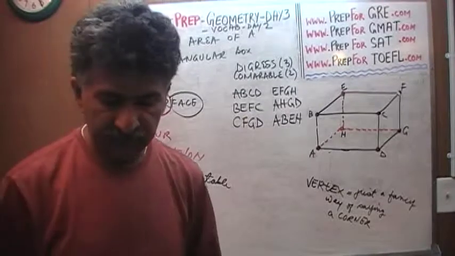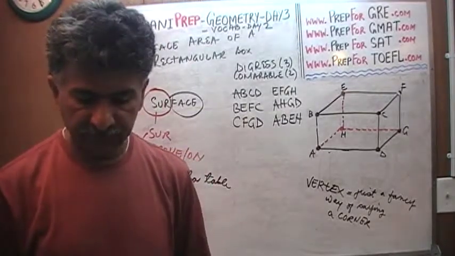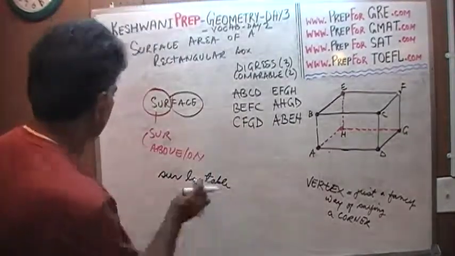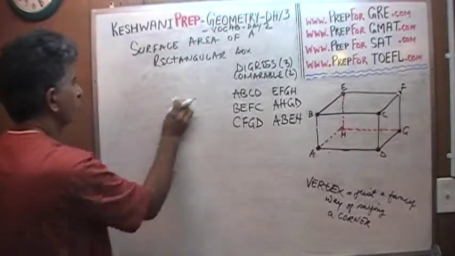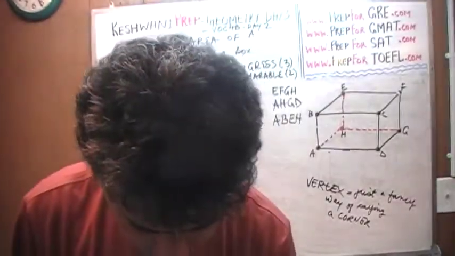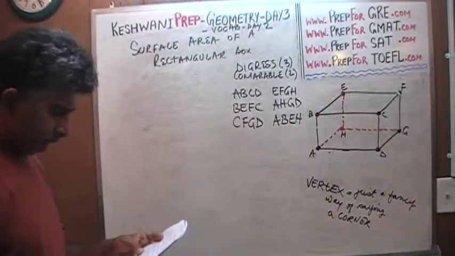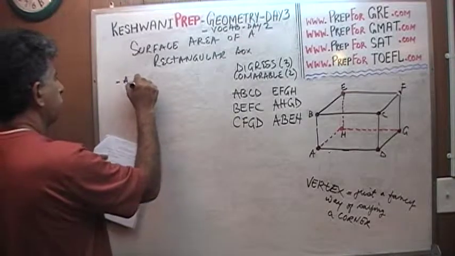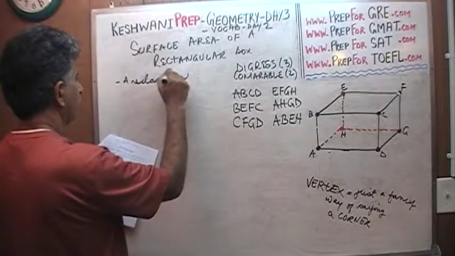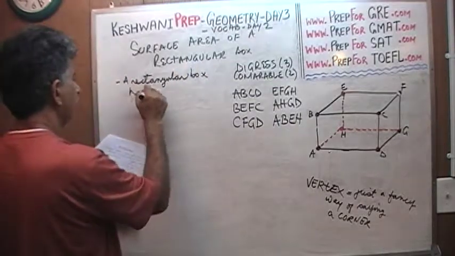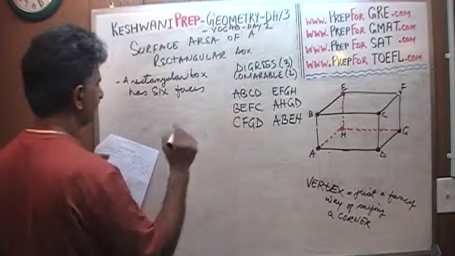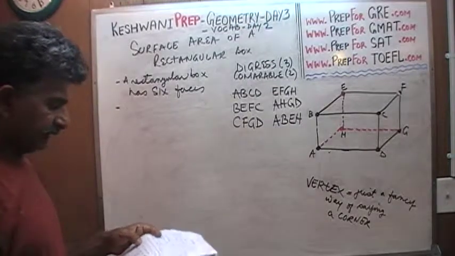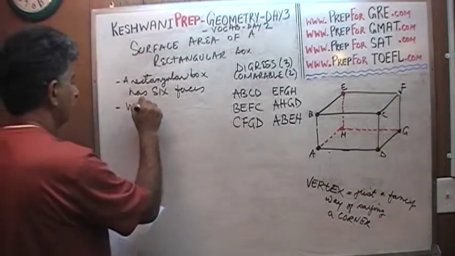But if somebody asks you to find surface area, you don't have to go through all of this nonsense. You just have to understand the concept, and once you understand the concept, then the rest is very simple. So let's figure out the surface area of this thing. So remember, a rectangular box has 6 faces, as you can see there. And we have to calculate the area of each of these 6 faces and add them up to find the total surface area.